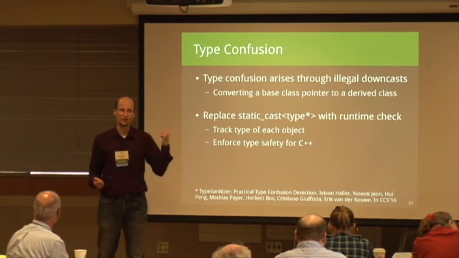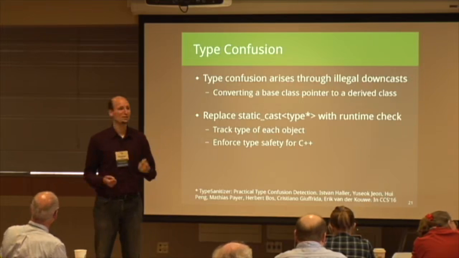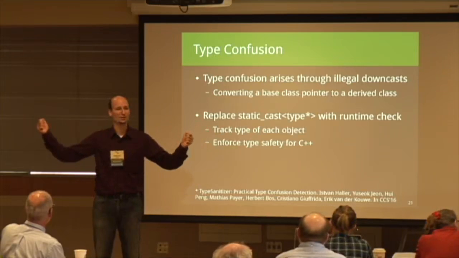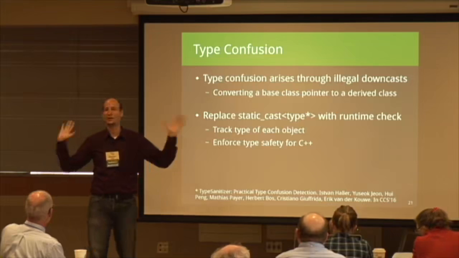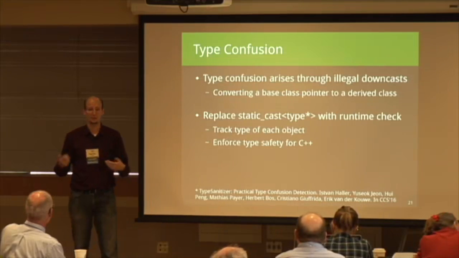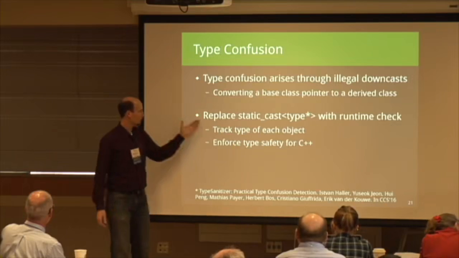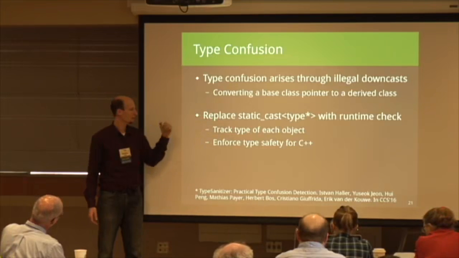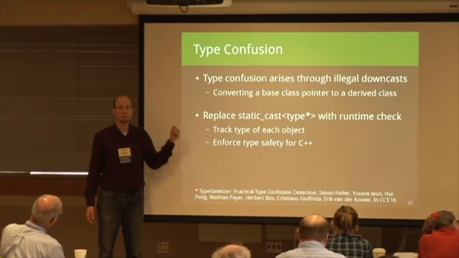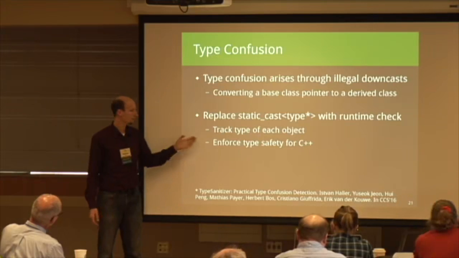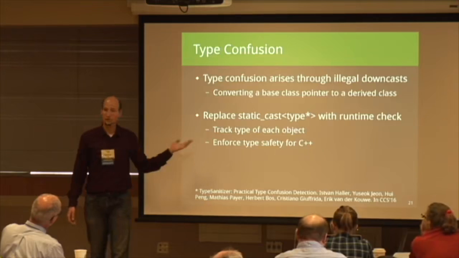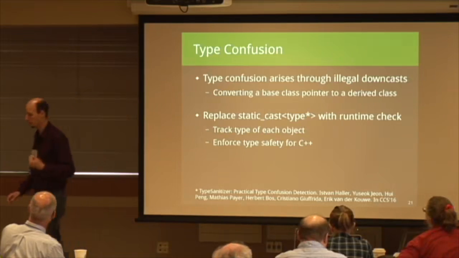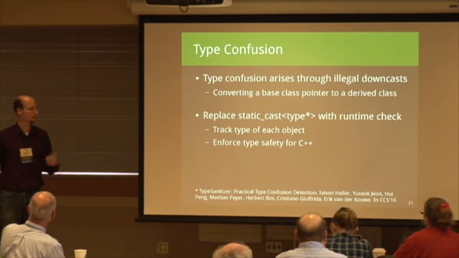So a static cast for a programmer, super simple, right? It just tells the compiler, hey, I want you to cast this object from this class into the object of that class. There's no check whatsoever, and you can cast from any object to any other object, and everything is fine. So we replace this compile time check with a runtime check. It forces us to track the type of each individual object. But we can, through this mechanism, enforce type safety for C++ and ensure that we are protected against these forms of vulnerabilities at low overhead.